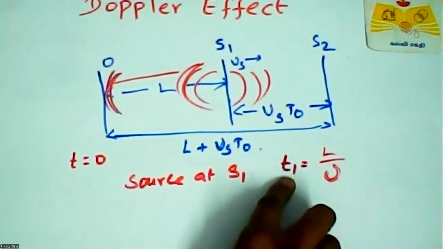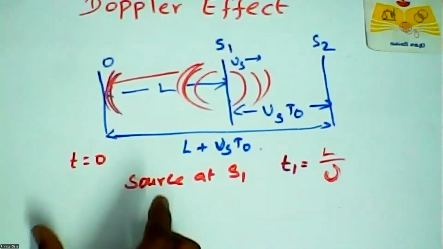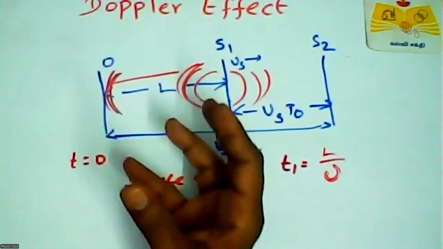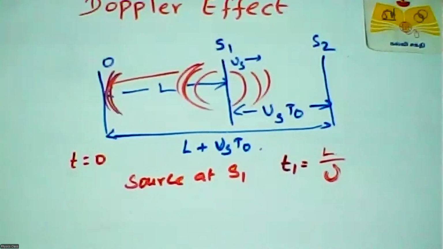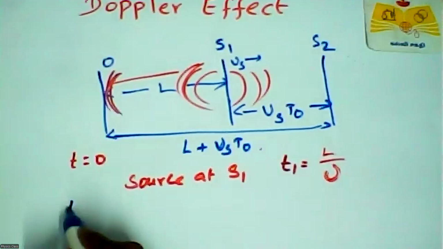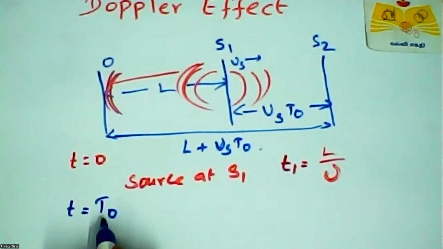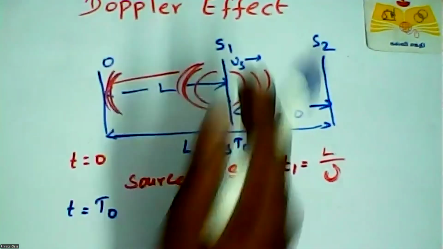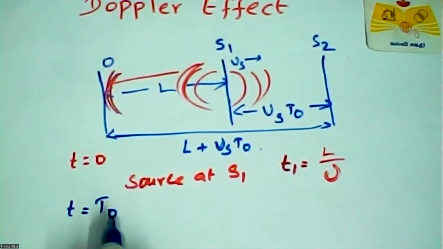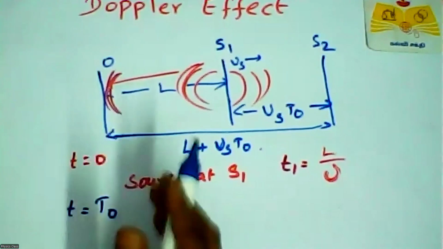Distance by velocity equals time period. This time period means that the source emits a crest, and this crest takes some time to reach the observer here. Okay, right. After some time means T is equal to T naught. Already I told you T naught is the time period of the sound wave observed by the man. So at time T equal to T naught, the source has moved some distance.